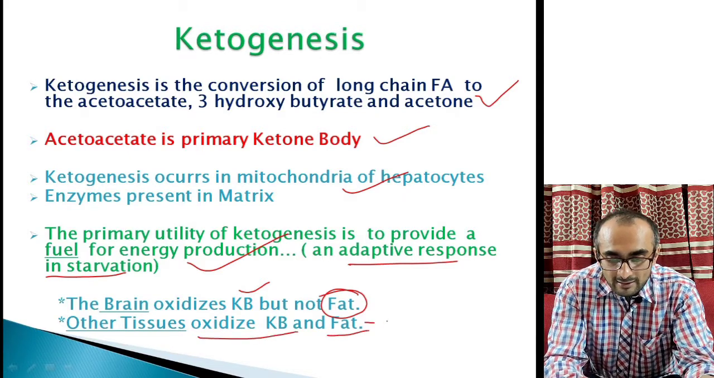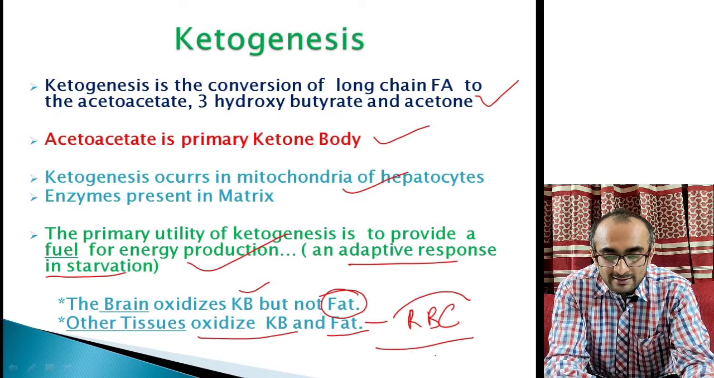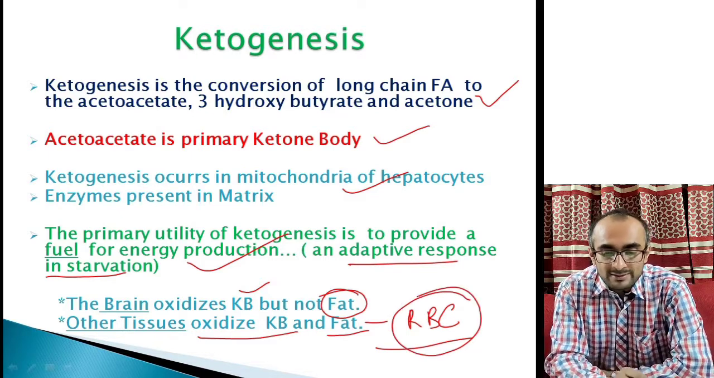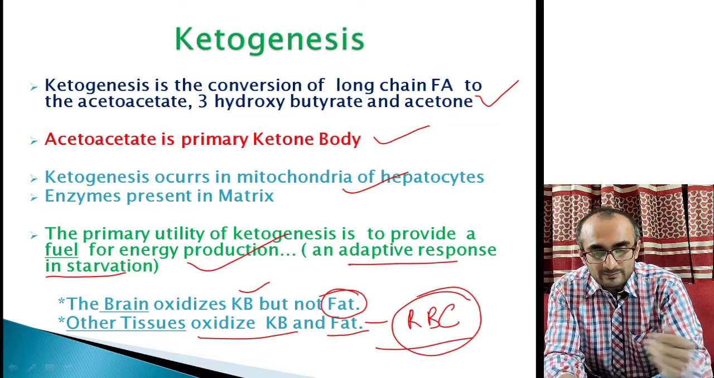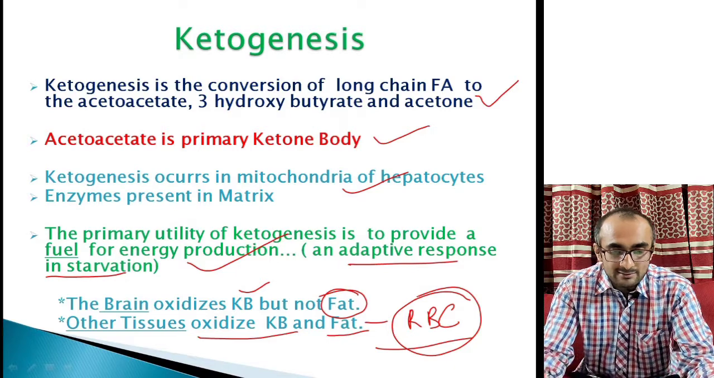RBC cannot do that. In case of RBC, mitochondria is missing, so RBCs solely depend on anaerobic oxidation of glucose. So in that case, ketone bodies also cannot be used by RBCs.